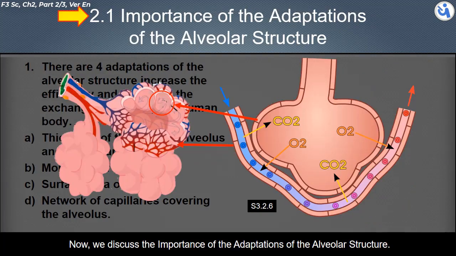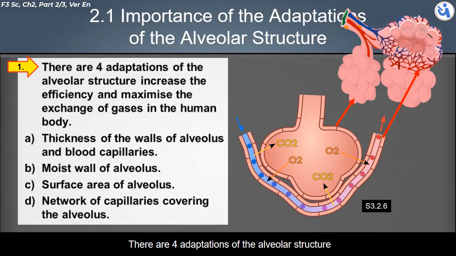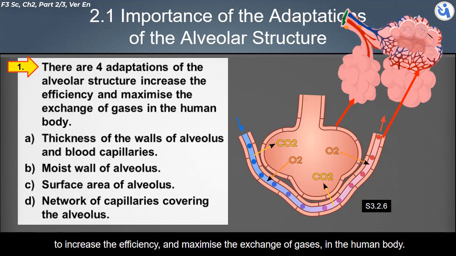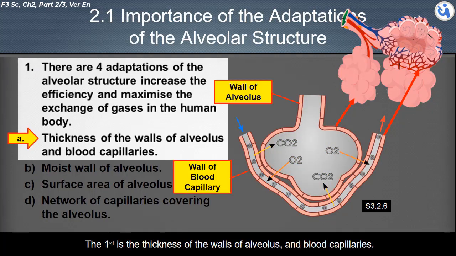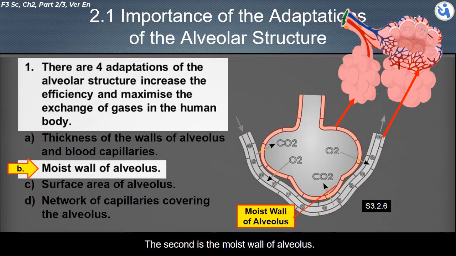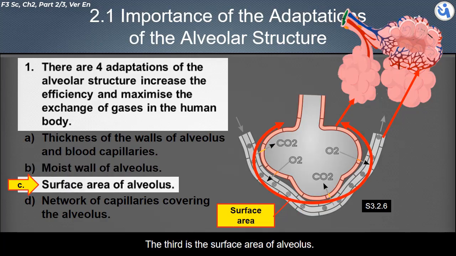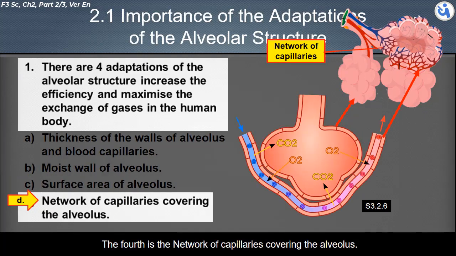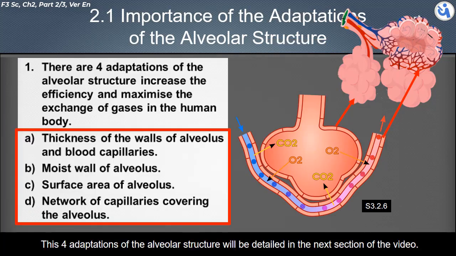Now, we discuss the importance of the adaptations of the alveolar structure. There are 4 adaptations of the alveolar structure, to increase the efficiency and maximize the exchange of gases in the human body. The first is the thickness of the walls of alveolus and blood capillaries. The second is the moist wall of alveolus. The third is the surface area of alveolus. The fourth is the network of capillaries covering the alveolus. These 4 adaptations of the alveolar structure will be detailed in the next section of the video.